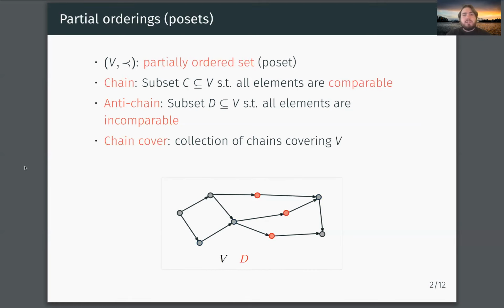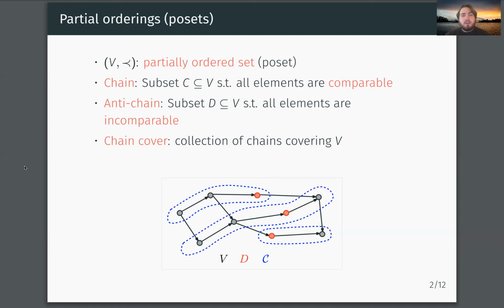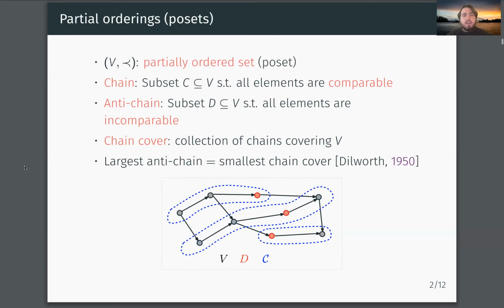We can also define something known as a chain cover, which is a collection of chains covering the elements. So in this picture here, I've drawn three chains which cover the elements of V. And it's well known that the largest antichain is equal to the smallest collection of chain covers. This has been known since the 1950s and proved by Dilworth. And these days you can also prove it via max-flow min-cut.